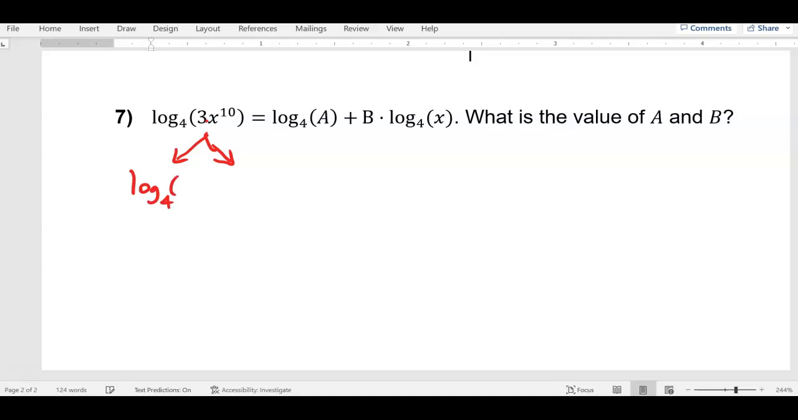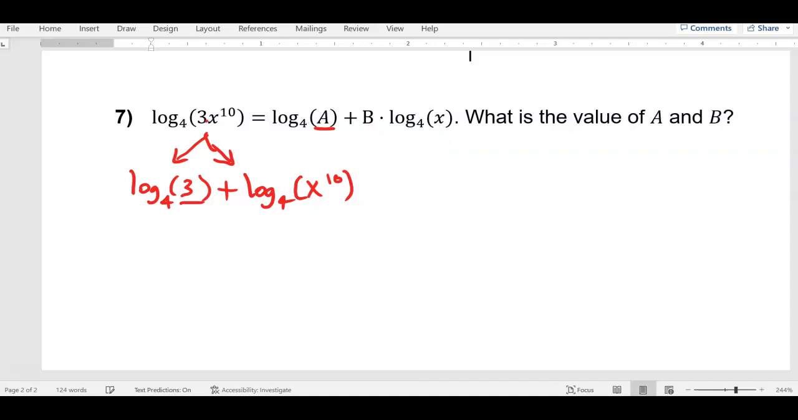So the sum. The first part of the multiplying is 3. So log base 4 of 3. And again, it turns into adding because you're multiplying inside. So the other one is going to be log base 4 of x to the 10. Cool. Now, you can clearly see what a is going to be. But the other one, it's just supposed to be x on the inside. But b is some number out front.